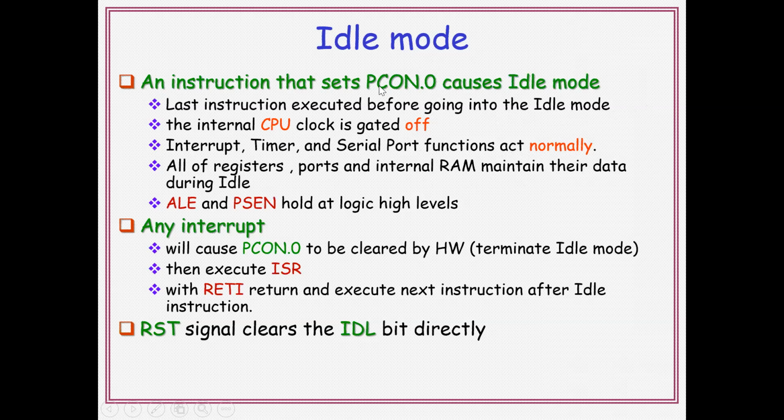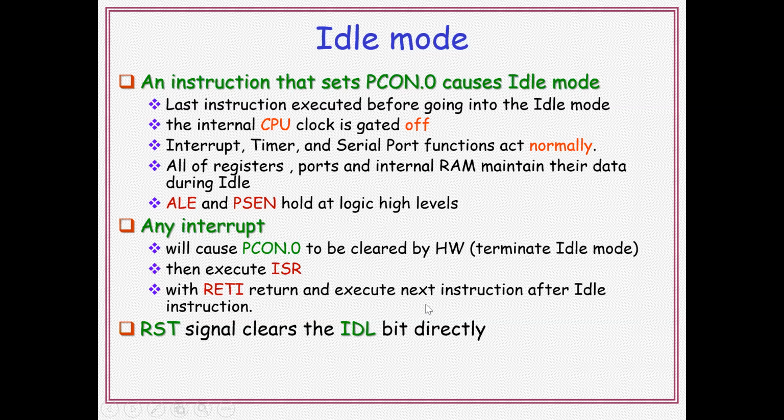So the clock supplied to the CPU is turned off, and if the CPU clock is turned off, power saving is enabled. Next, if any interrupt occurs, it causes PCON.0 to be cleared by hardware. Then the ISR is executed, RETI returns, and the next instruction after the idle instruction is executed. And the reset signal clears the idle bit directly.